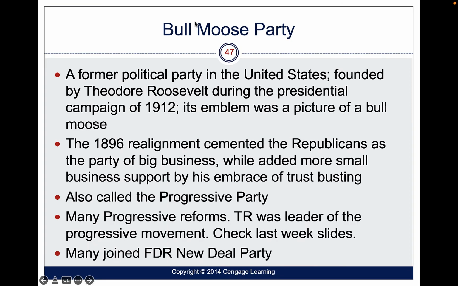We had the Bull Moose Party, which was led by Teddy Roosevelt during the campaign in 1912. There was a realignment of political parties in 1896, and the Republicans became the party of big business, much like what they are now. At the time, the Bull Moose Party was called the Progressive Party, and they instituted a lot of progressive reforms. We talked about that in the past. And when this party broke up, a lot of them joined FDR's New Deal Party, which was the start of the Democratic Party, which we know today.